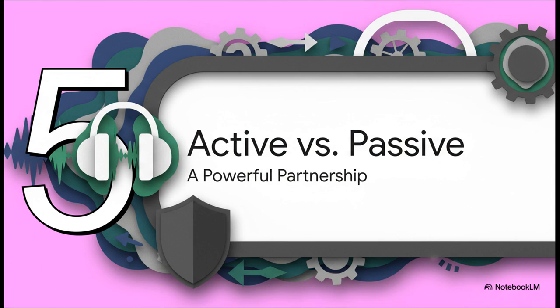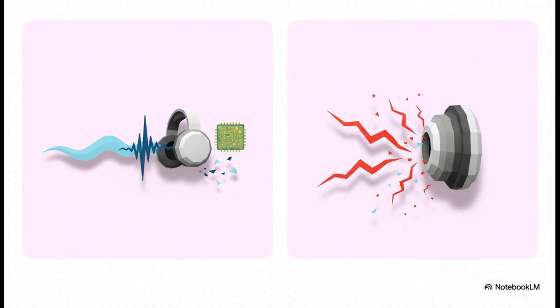So if active noise control is really only good for those low, rumbly sounds, how do our headphones give us that feeling of being in a total bubble of silence? Well, that's because there's another player in this game. ANC isn't working alone. It's really a partnership.